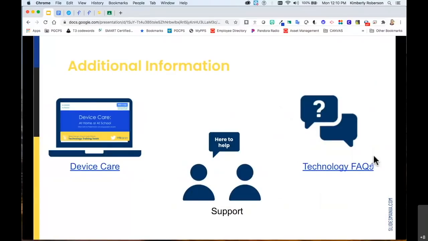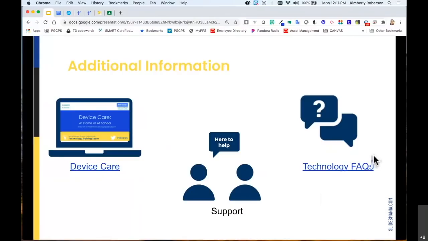Here is some additional information that will support you during hybrid. We have included a presentation about how to care for devices at home and at school. Also on our website, we have listed our technology FAQs. This is a page that you'll want to revisit often for the latest information. As we receive new questions, we'll post our information here on our technology FAQ site.